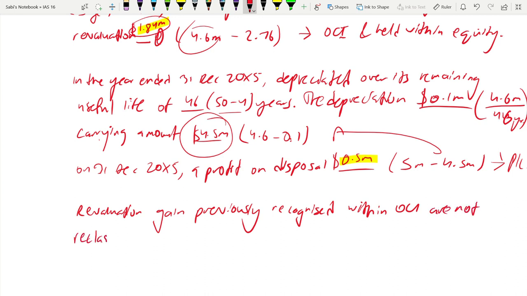are not reclassified, because you sold, right, at 31st December 2005. That's why you have to write whether it will be recycled to profit and loss or not, whenever you are selling an asset. So in this case, are not reclassified to profit or loss on the disposal of the asset. Whenever you dispose, some standards say you can reclassify to profit and loss. But this standard, IAS 16, says no, you cannot. It will forever remain in OCI only. Okay, so on the disposal of the asset.